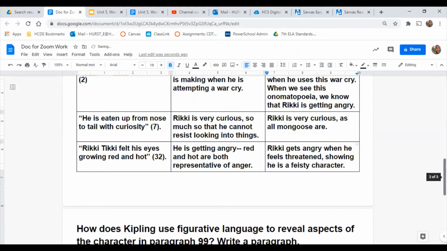All right, so I want you to take some time to find a couple more examples of figurative language that reveal aspects of a character. Now, I'm telling you that very specifically. We are looking at figurative language that reveals something about the character. So there might be figurative language that doesn't reveal anything about the character, but I want you to pay attention to the ones that do. Pause me, press play when you're ready to keep going.